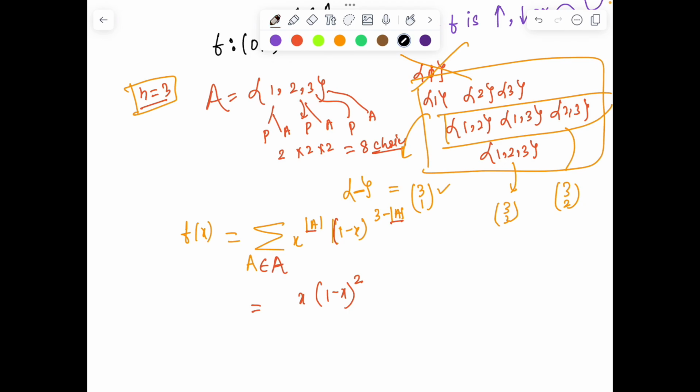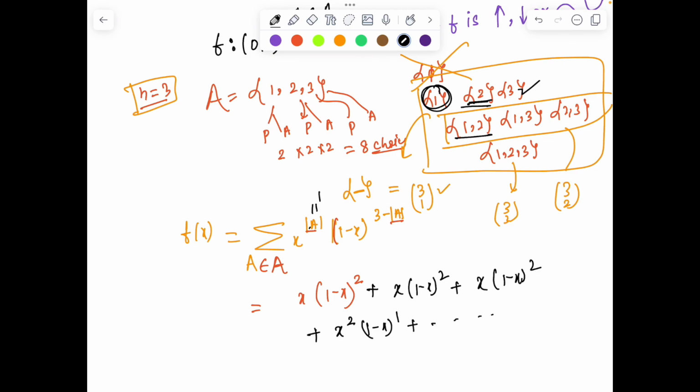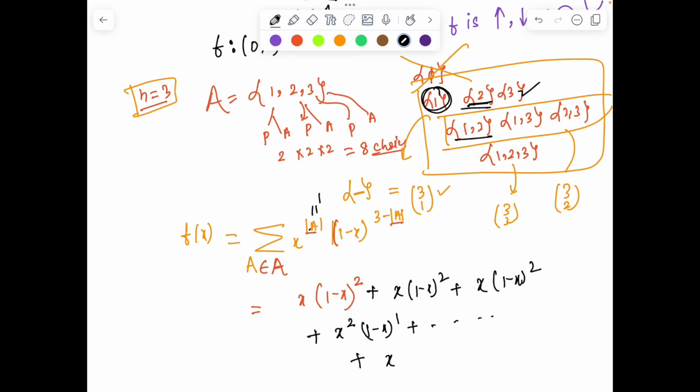And how many such terms will come? Corresponding to {1}, I'll get this term. Similarly, corresponding to {2}, I'll get the same term, x into (1 minus x) whole squared, because the cardinality, the number of elements, is still 1. So |A| will be 1 and the exponent will be 2. Similarly, corresponding to {3}, we'll have the same thing, x into (1 minus x) whole squared. Now with {1,2}, since I have two members, it will be x to the power 2 times (1 minus x) to the power 3 minus 2, which is 1, and it will be repeated 3 times. And for the last one, x to the power 3 times (1 minus x) to the power 3 minus 3, which is 0.